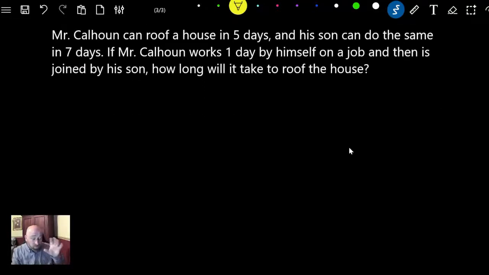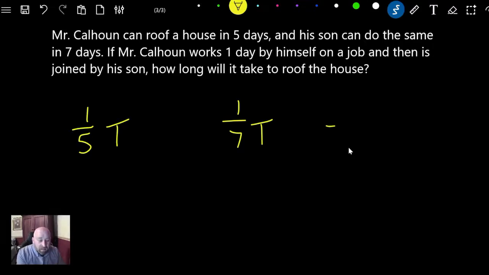All right, notice on page 444, we can also do this when you have portions of things happening. So somebody's working a little bit without the other person. For example, Mr. Calhoun can roof a house in 5 days. His son can do the same in 7 days. If Mr. Calhoun works 1 day by himself on a job and then is joined by his son, how long will it take to roof the house? So we basically set it up the same way. Mr. Calhoun would be 1/5 t, and the son is 1/7 t. And you know, we're roofing one house.